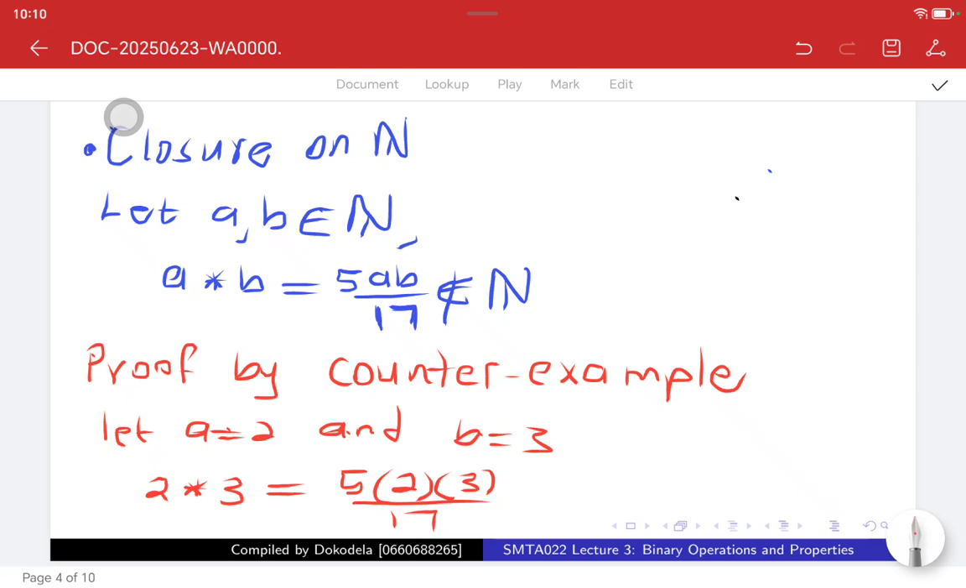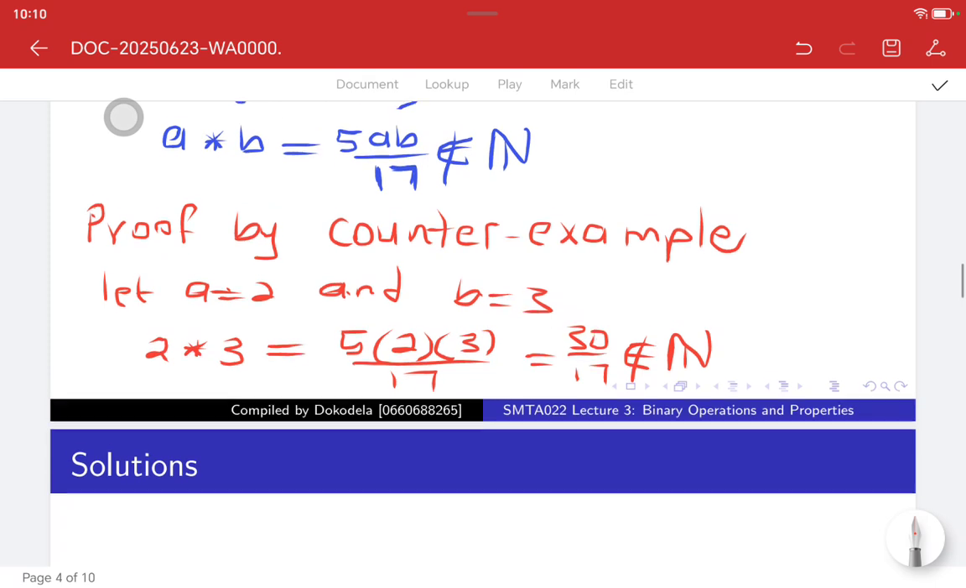And what do we get for this? I know that 5 times 2 is 10, times this is 30. So this will be 30 over 17. Is 30 over 17 an element of a natural number? No. We agree right now. So this won't be an element of a natural number.